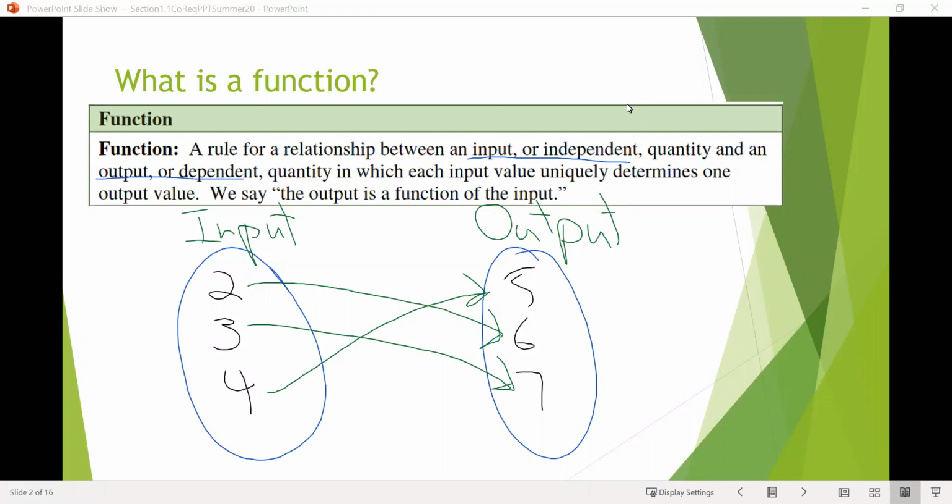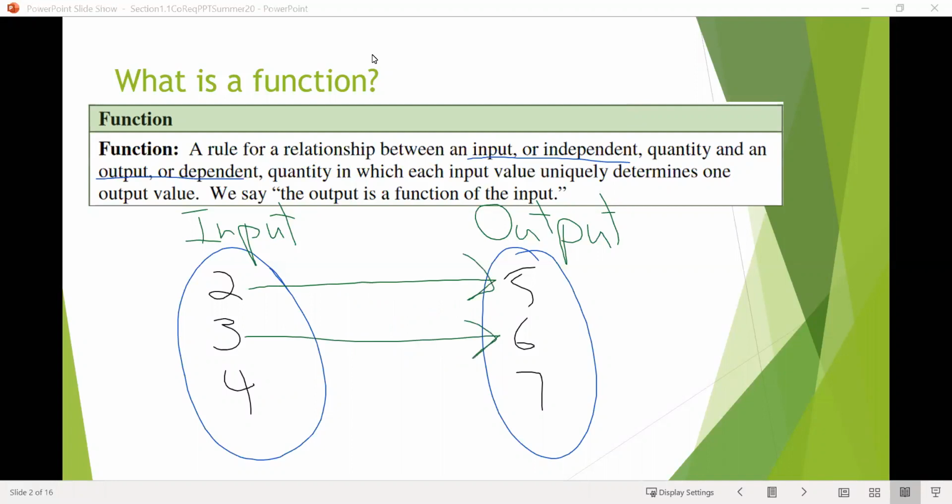So, for example, if our function looked like this, so let's say that 2 went to 5, 3 went to 6, but then 4 also went to 5. Well, that's okay, because even though 2 and 4 are both going to the same output, what's important here is that each of them is only going to 1. 2 is only going to 5, and 4 is only going to 5. It's not 2 goes to 5 sometimes and 6 other times. Okay, that's what makes it a function.